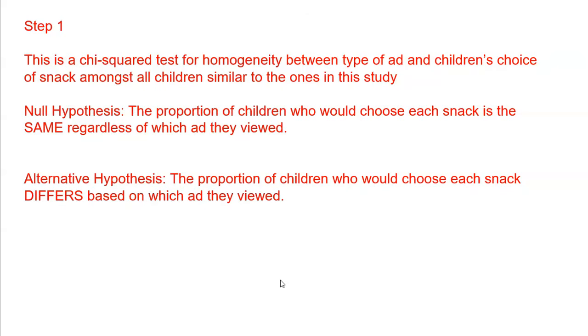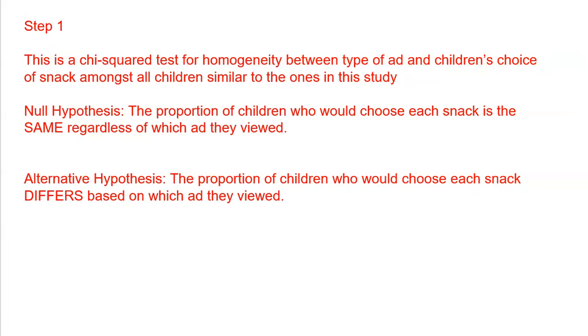The null hypothesis would be that the proportion of children who would choose each snack is the same regardless of which ad they viewed. So your null hypothesis is always that there's no association, there's no connection, everything is the same. So whether you watched A, B, C advertisement, doesn't matter. The same proportion of kids chose Apple Zooties as Choco Zooties, doesn't matter. The alternative hypothesis is the proportion of children who chose each snack differs based on which ad they viewed. So the alternative is that maybe this is what they're trying to show, that the ad you watch does impact what snack you choose.